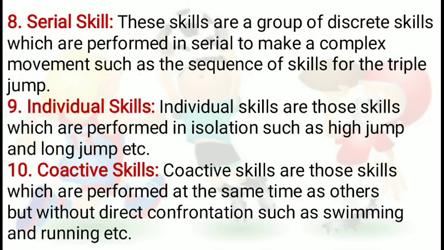Then serial skill, one by one. These skills are a group of discrete skills which are performed in series to make a complex movement. Serial skill is, for example, a triple jump or a layup shot in basketball. That is also a serial skill, because it is learnt step by step. It is taught that way, because these are complex movements which are learnt in order and then performed continuously. That's why it has been given under continuous skill, but serial skill is the same. It is a sequence of skills, as in the triple jump. Clear? In the triple jump there is a hop, a step, and the third jump is to be landed. So two hops and the third is to be landed.